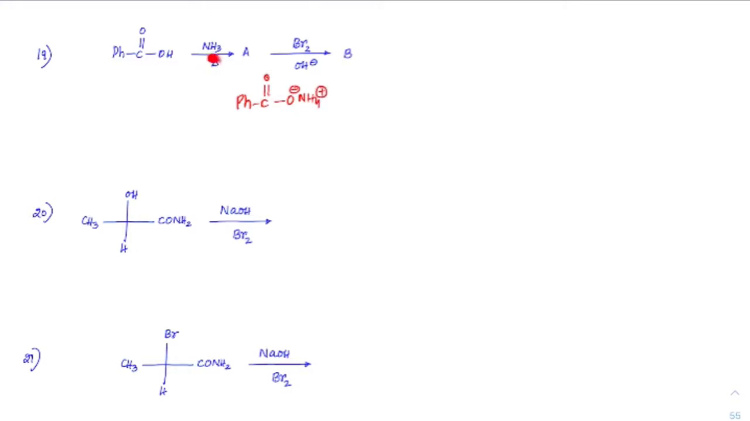When the heat is given, it will convert into amide. So PhC double bond O NH2 by dehydration. Then Br2, OH minus is being used, which means it is Hofmann bromamide degradation. Okay, so therefore you'll get this as PhNH2 plus Na2CO3. Right, so that will be the final product.